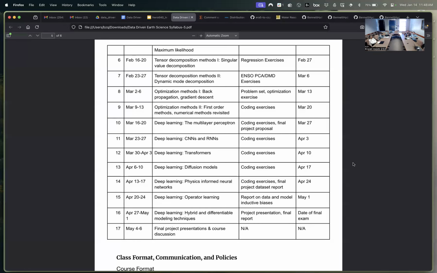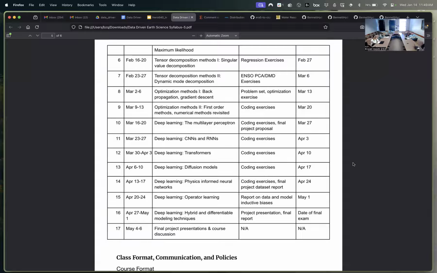We did not do dynamic mode. Dynamic mode is one of the generalizations of the singular value decomposition. We definitely did backpropagation, gradient descent, and then we went over diffusion models. We never did them, you will be doing them. And CNNs, we never did them, but we understood the math behind CNNs and diffusion models and transformers. But we did use a lot of MLPs. And then we did some operator learning as well.